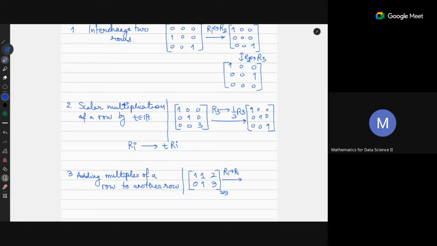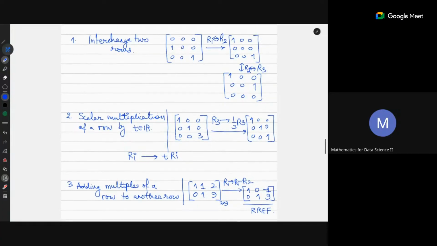You can convert R1 by subtracting R2 from it, because what is the only point stopping you? The second leading entry, which is in the second column, has one as a non-zero element other than the leading entry. So you can do R1 minus R2, and you get 1, 0, and 2 minus 3 will be -1, so -1, 0, 1, 3. All right, so this is what you get, and this is in RREF.